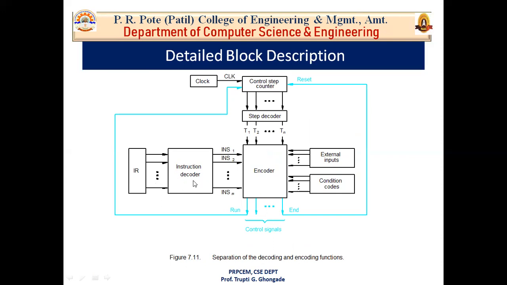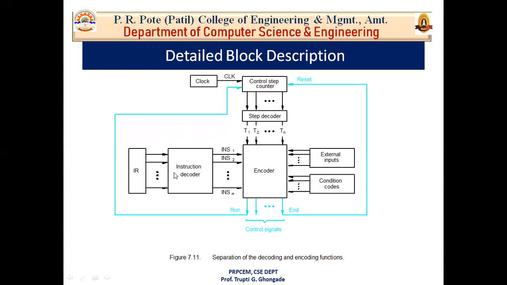Here the step decoder, and this control step counter has one step decoder. This step decoder provides a separate signal line for each step, or we can say that it provides a separate time slot for each step in the control sequence. Similarly, the output of this instruction decoder consists of a separate line for each machine instruction. This provides a separate line for each step, and here it provides a separate line for each machine instruction.